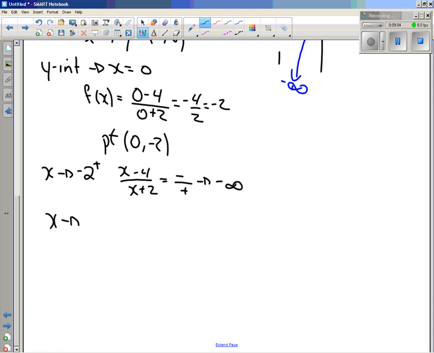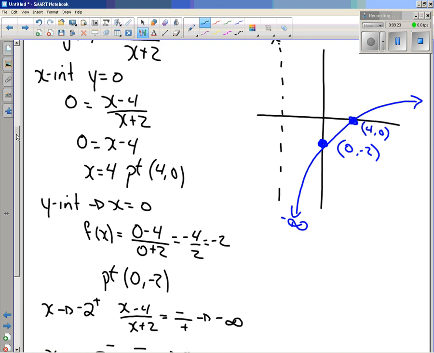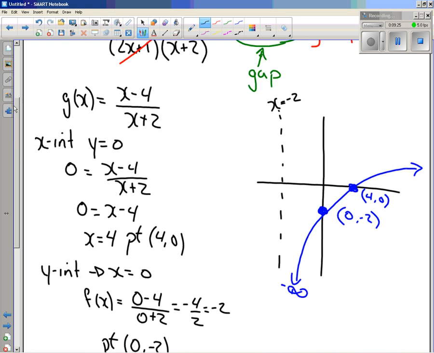Let's look at when it approaches -2 from the left. So something a little bit more negative. So say -2.01. We're still going to get that negative term in our numerator. We'll get a negative term in our denominator. So this function is going to approach positive infinity from the left-hand side, which makes sense. We've got it up here.